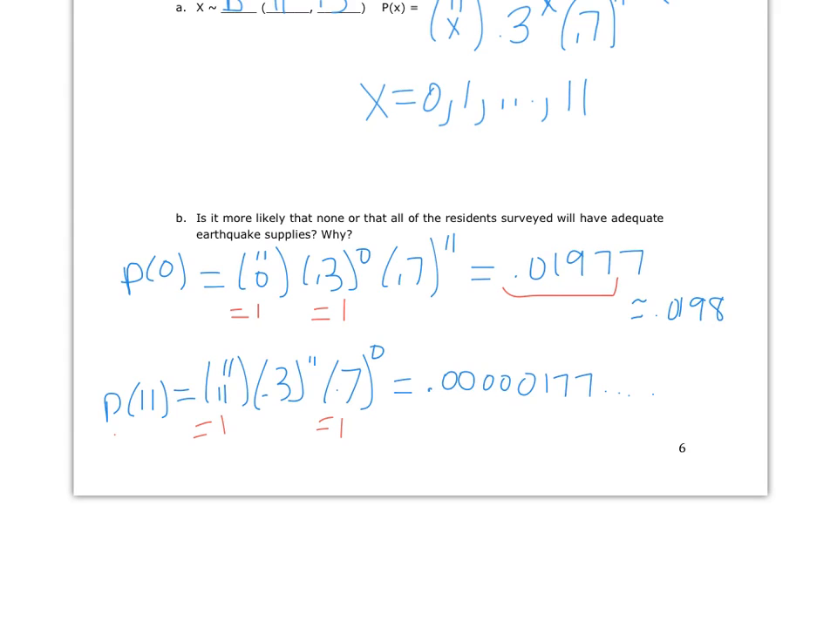Okay, so we want to round so that we actually get values. If we only rounded to 4 decimal places, we wouldn't get any values. So we want to go out till we get some value. So we could write this as this. Okay, so which is more likely? It's more likely that none of the residents have adequate earthquake supplies.